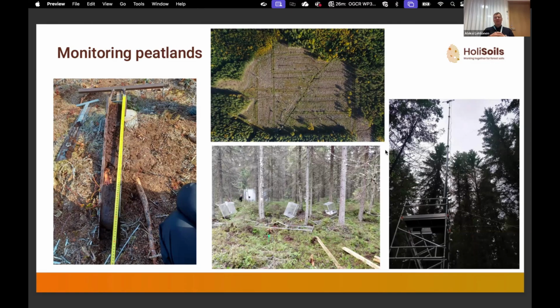And some of these peatlands can be very deep. So if you want to get the whole stock, you need to go deep down. And I think these flux measurements are not able to substitute for the carbon stock measurements.